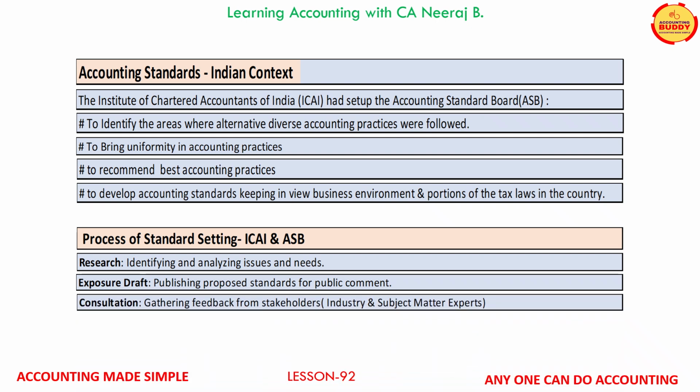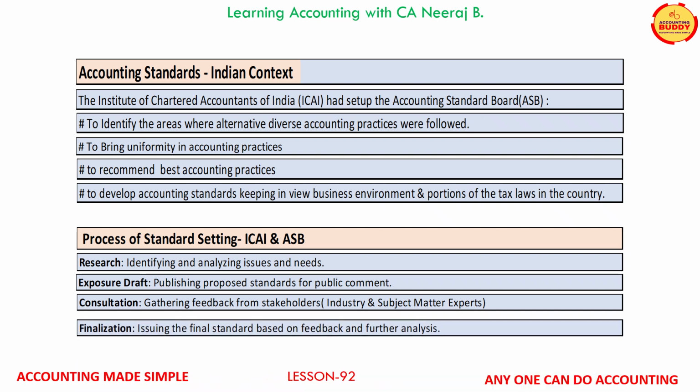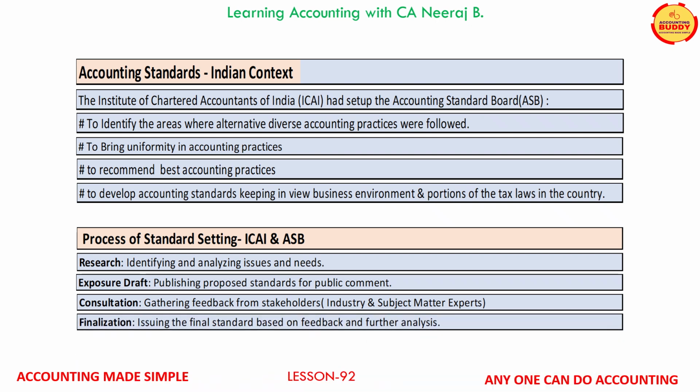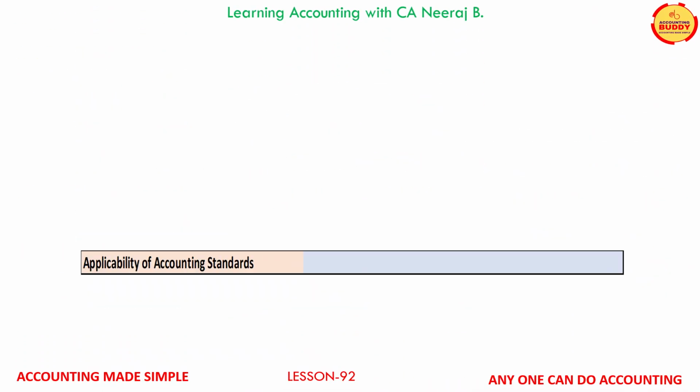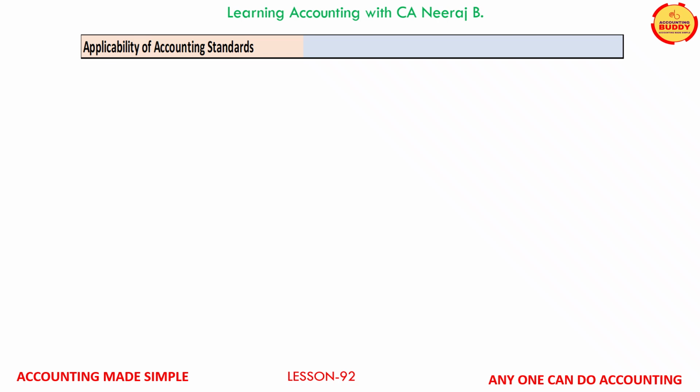Number three, gathering feedback from stakeholders. Number four, issuing the final standard based on feedback and further analysis. And finally, post finalization, issuance of the standard for its implementation. There are three sets of accounting standards which are followed in India.